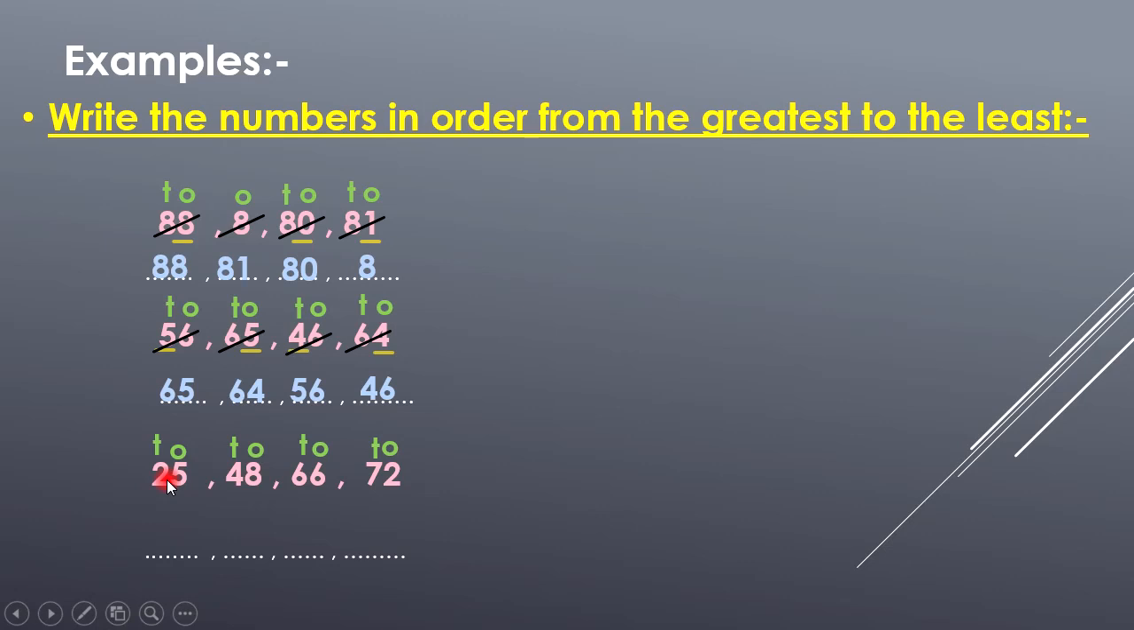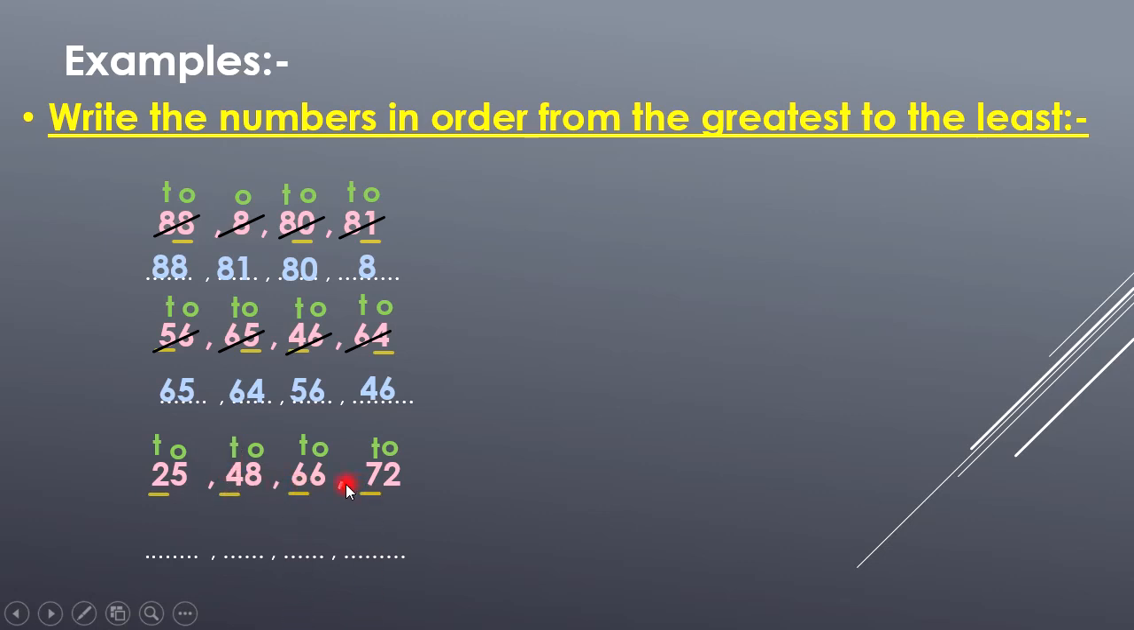At first we should look to what? Yes, to tens digit. Let's look to tens digit. Here's 2, and here's 4, and here's 6, and here's 7. So they are different from each other. So I should look to tens digit only, don't look to ones digit, because tens digits are different from each other. Let's put a line under tens digit.